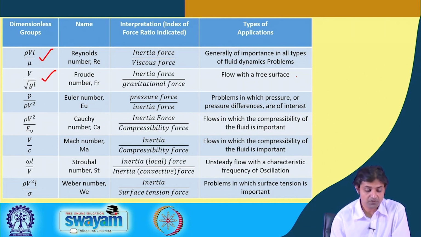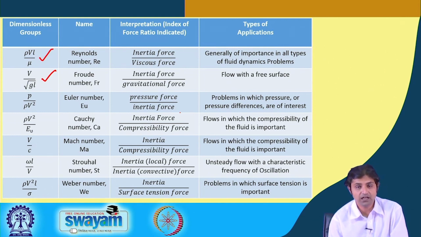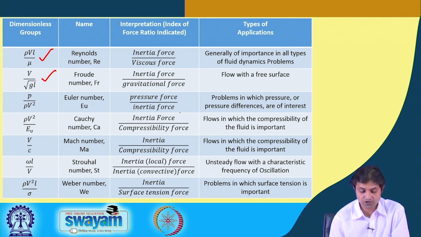There is another number called Cauchy number. Cauchy number is given by rho v square by EV. It is the ratio of the inertia force by the compressibility force. So, Cauchy number is important in flows in which the compressibility of the fluid is important. What we assume water is incompressible, but there are fluids like air where the compressibility is important, and in those type of flows Cauchy number is important.